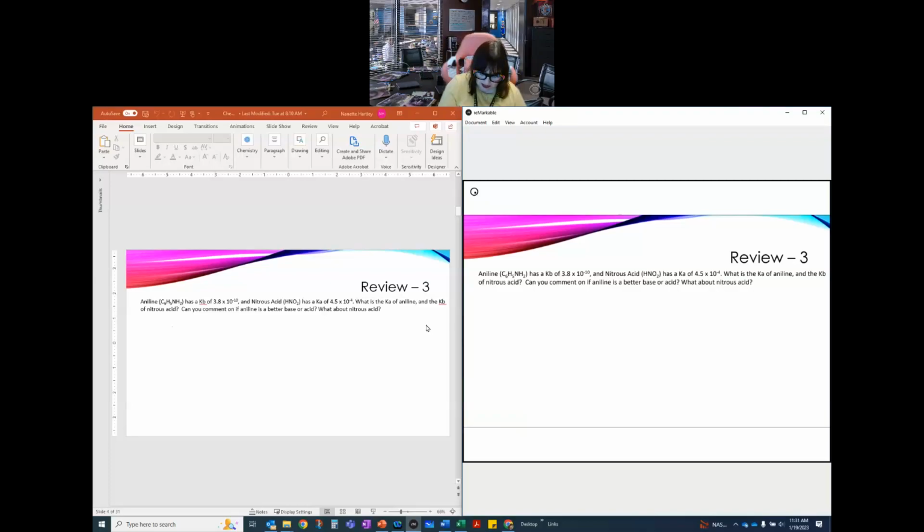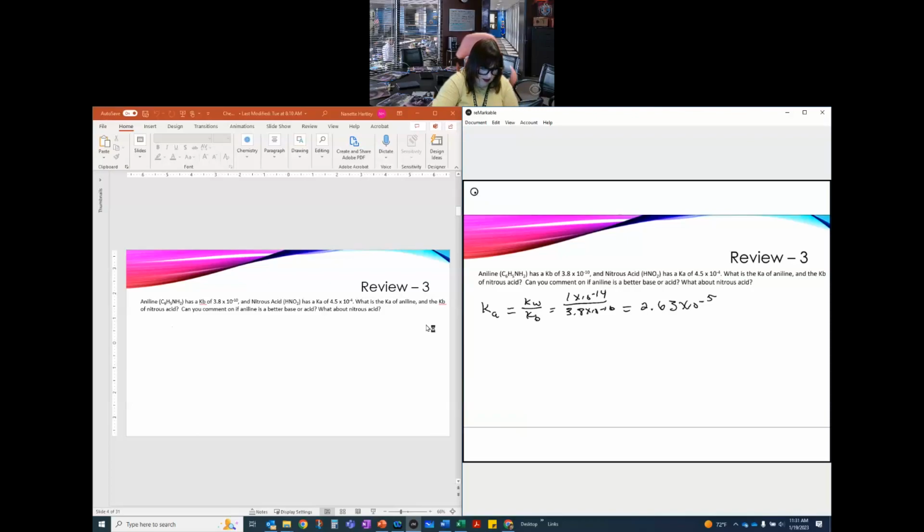Okay, so the first thing I want to know, what's the Ka for aniline when the Kb is equal to 3.8 times 10 to the minus 10th. So my Ka is equal to Kw divided by Kb. So 1 times 10 to the minus 14th divided by that 3.8 times 10 to the minus 10th is going to give me the Ka for it. So 1 times 10 to the negative 14th divided by 3.8 times 10 to the negative 10. That gives me 2.63 times 10 to the minus 5th.